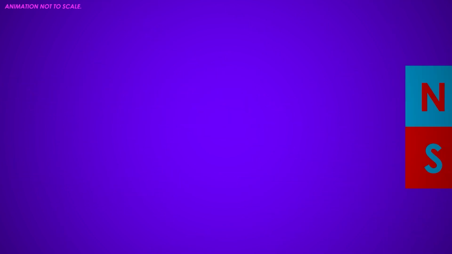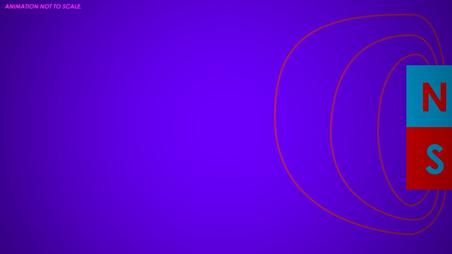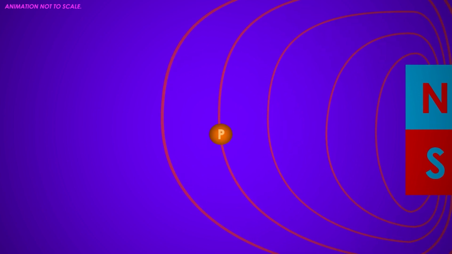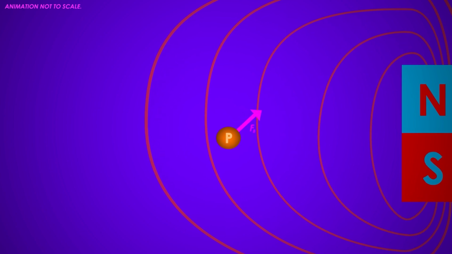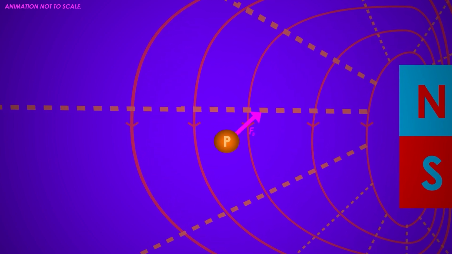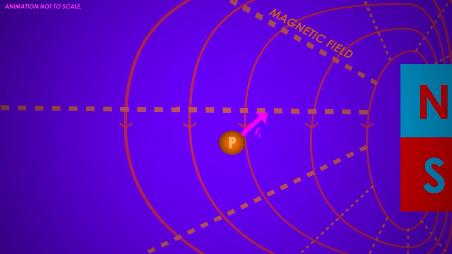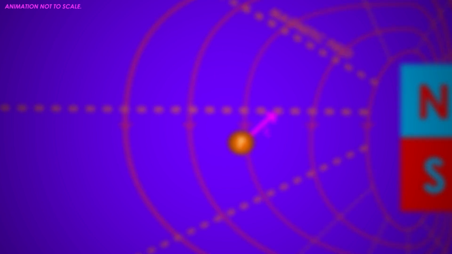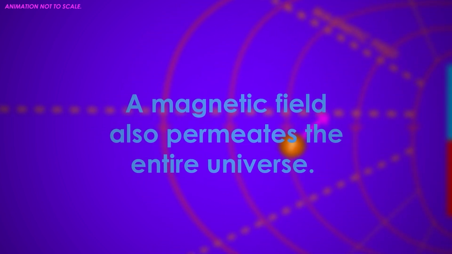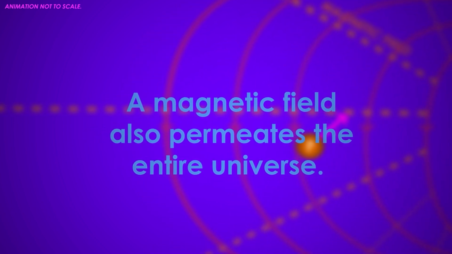Likewise, for any object that is a magnet or acts like one, we have a region surrounding it in which any moving charge experiences a force. A region, again with a magnitude and direction, called a magnetic field. This also extends to infinity, leading to a magnetic field permeating the entire universe.